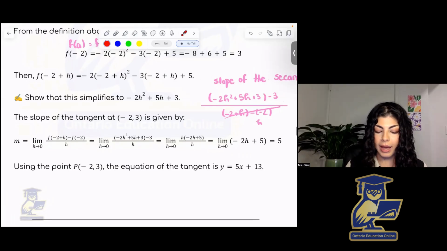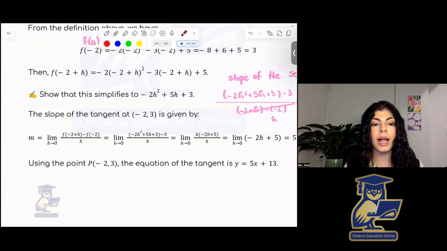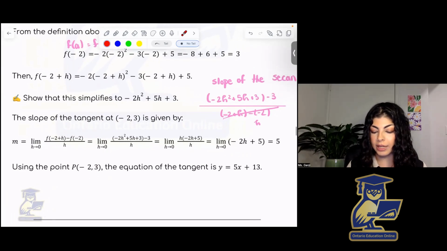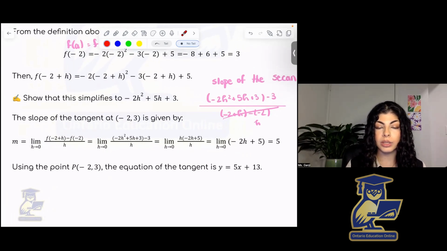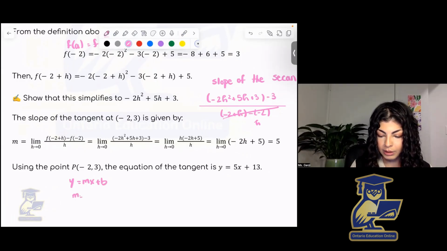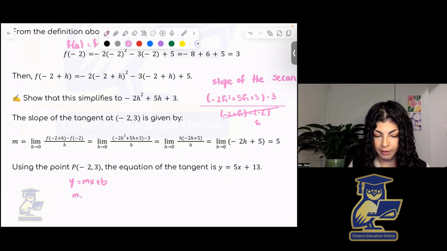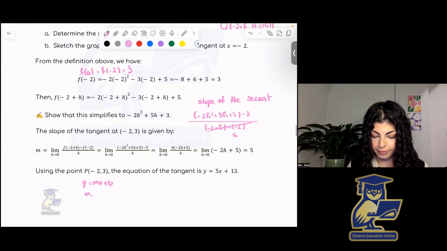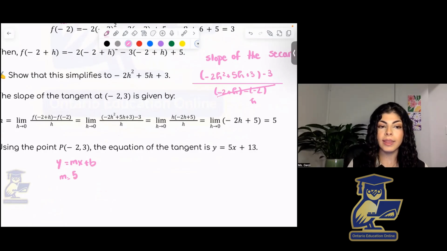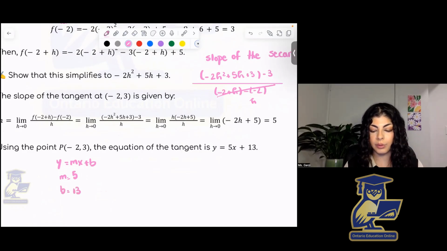And so now, again, I suggest you try this part as well, where we have the slope and you have the point -2, 3. And I want you to show that the equation of the tangent will be y equals 5x plus 13. So this is essentially just using y equals mx plus b, where m is 5. And you should get, by substitution, b will be 13, which should give us this equation right here.